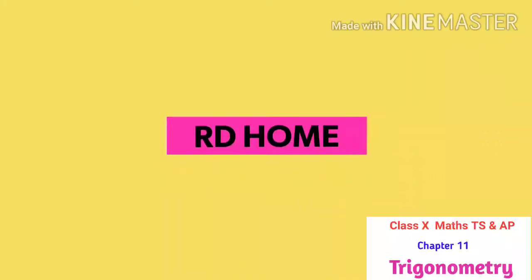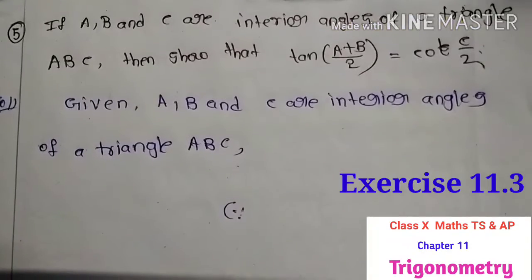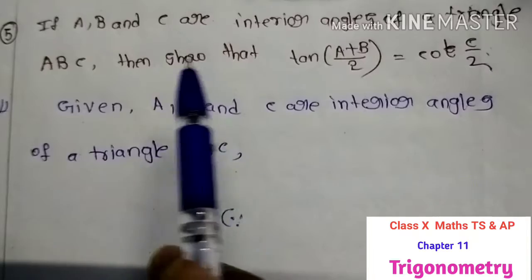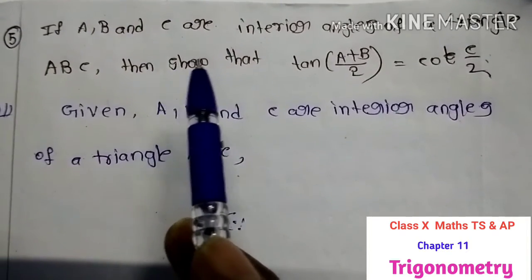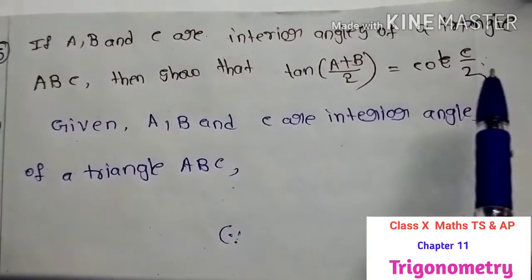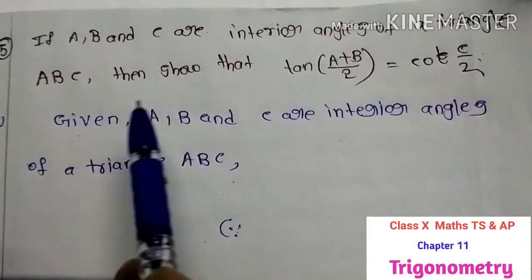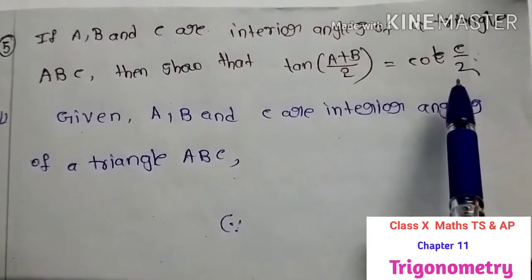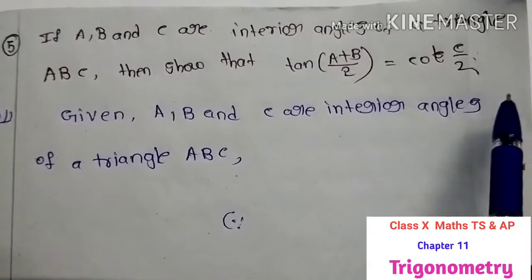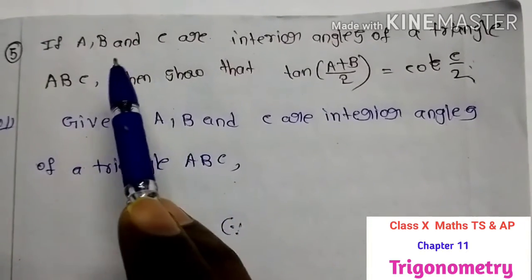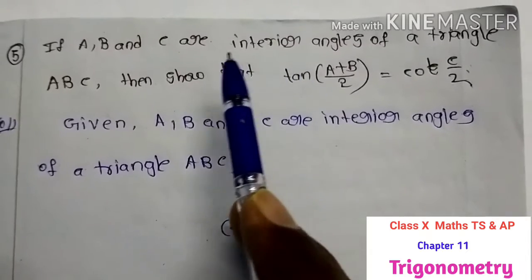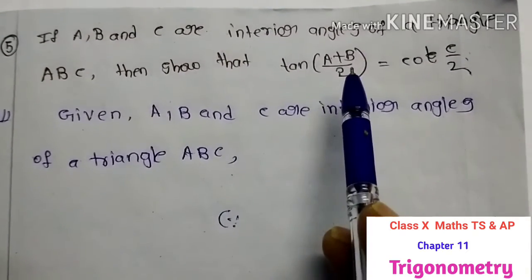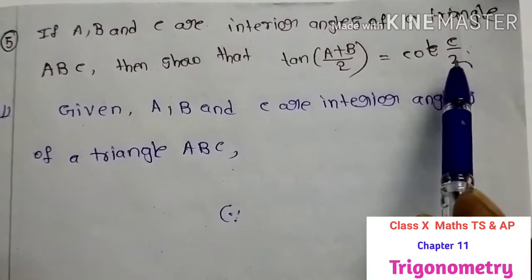In this video, we will discuss trigonometry. See here, exercise 11.3, question number 5. If A, B and C are interior angles of a triangle ABC, then show that tan of (A plus B) by 2 is equal to cot of C by 2. Once again, read the question. A, B, C are interior angles of a triangle. We need to show that tan of (A plus B) by 2 is equal to cot of C by 2.